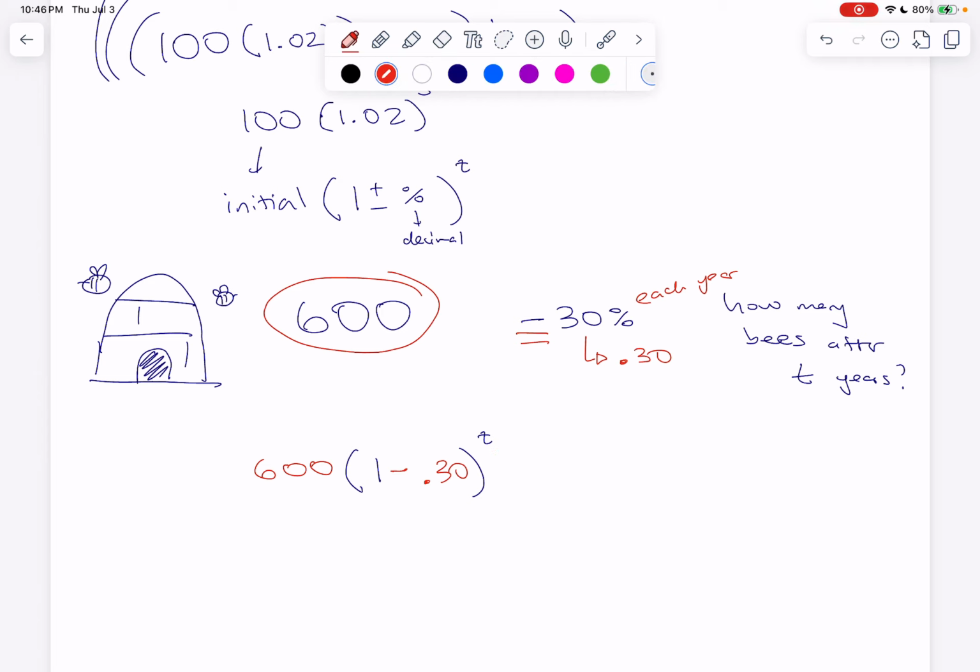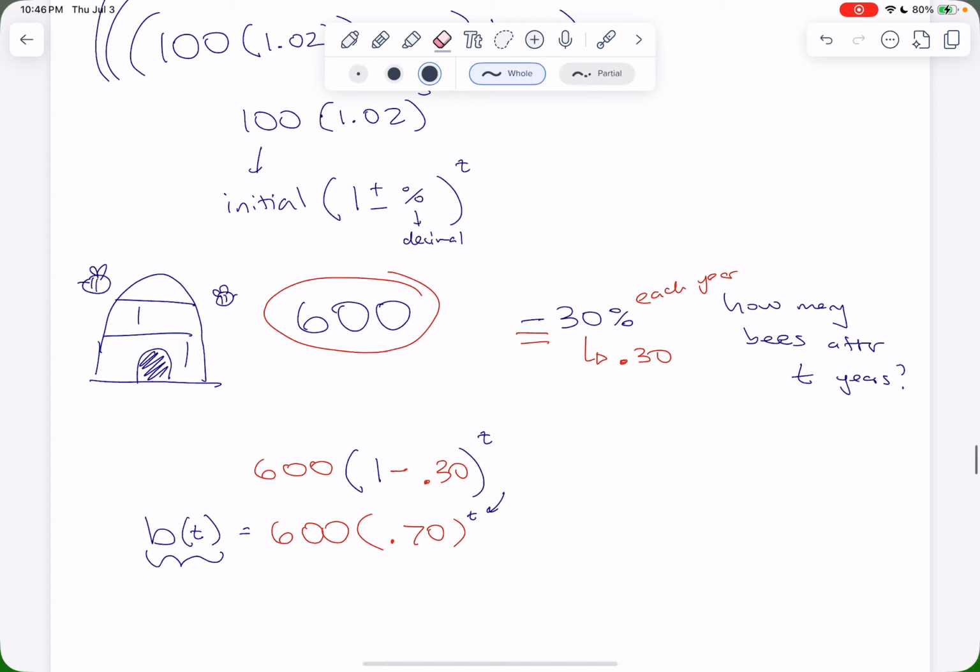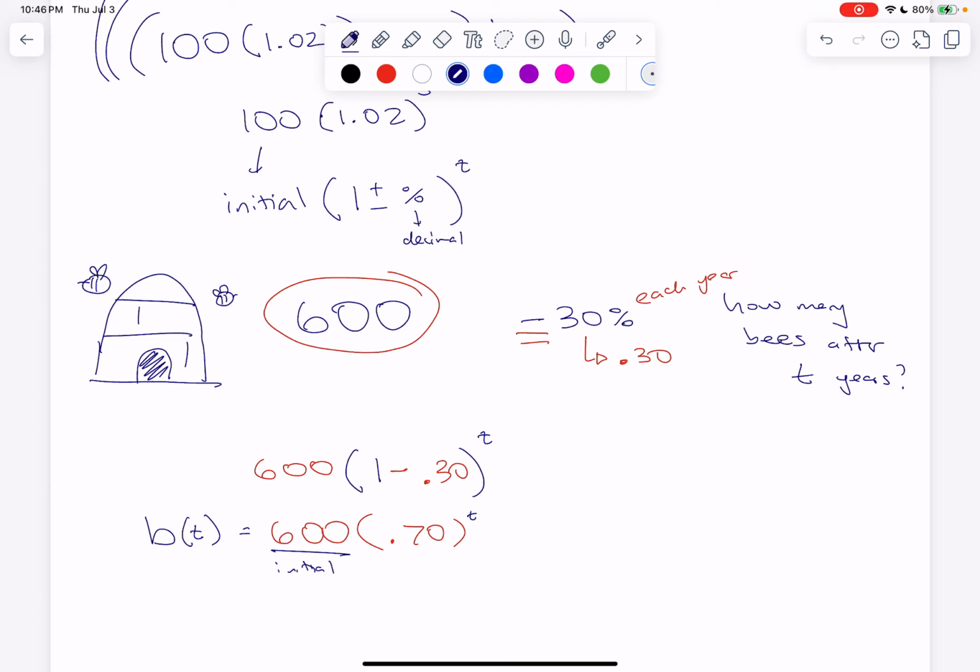So now when I look at this, I have 600. If I simplify, times 0.70, 0.70 would be a decrease of 30%, raised to the time. Now this is the number of bees I'll have as a function of the time. So you'll often see it written that way. So this represents the number of bees at time T. That would be a way to create an exponential equation based off a story. Again, we still have our initial amount. This is a decrease of 30%, and that's because it happens each year.